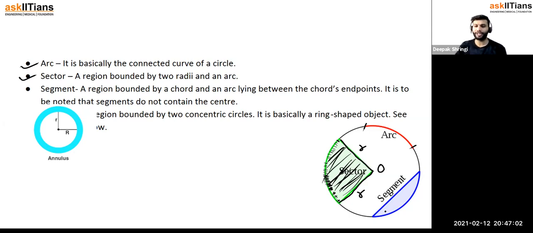The next thing that comes up is the segment. A segment is a region, guys. You can see the segment is a region over there, and that region has been formed by one chord, we just learned this is a chord, right, and an arc. So a chord and an arc tell us about the segment.